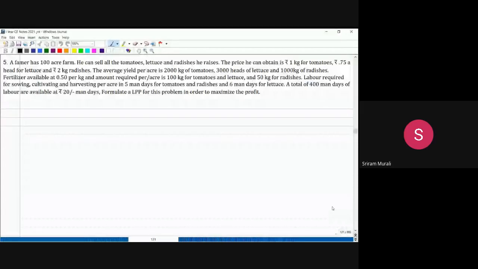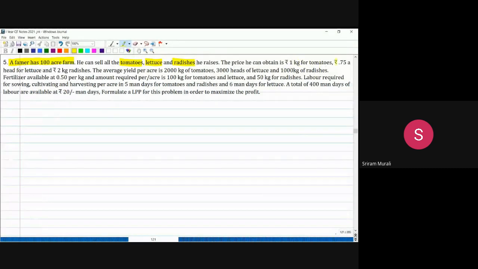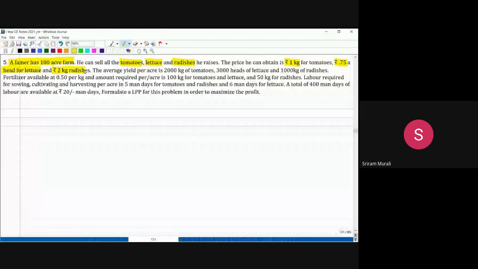Okay, now let us start with this. A farmer has a 100-acre farm. First list out what is given, then automatically things will fall in line. So the farmer has a 100-acre farm. He wants to sell tomato, lettuce, and radishes, whatever he cultivates. The price obtained is 1 rupee per kg for tomato, 0.75 paise per head for lettuce, and 2 rupees per kg for radishes. The average yield per acre is 2000 kg for tomato, 3000 heads for lettuce, and 1000 kg for radishes.